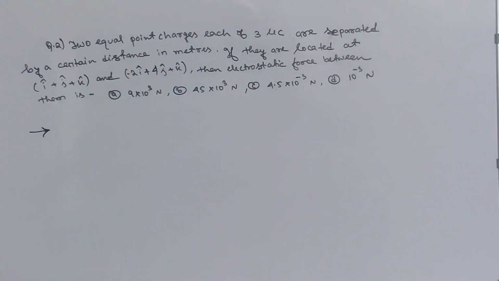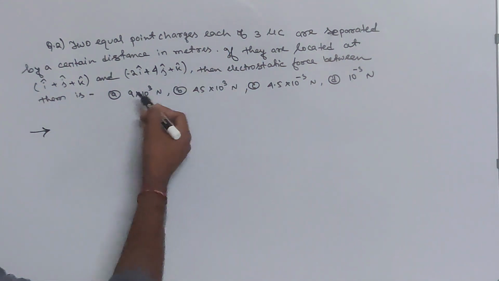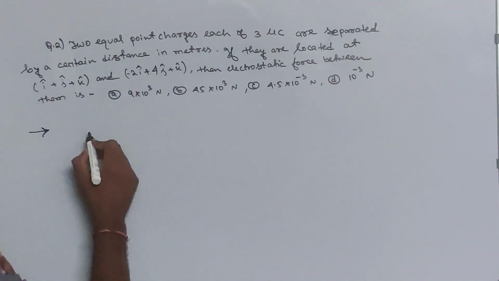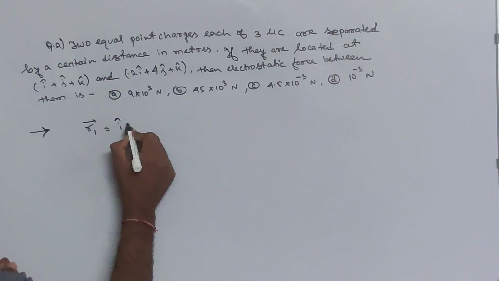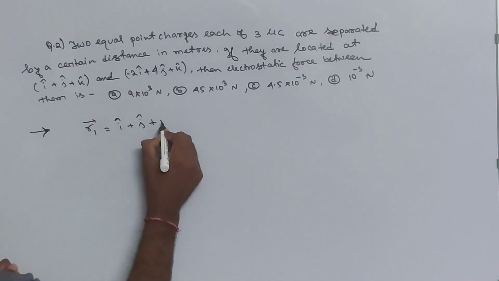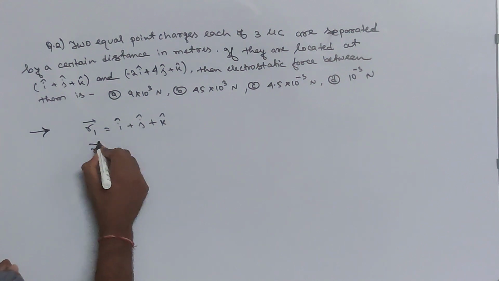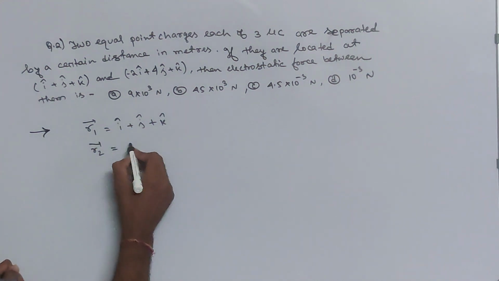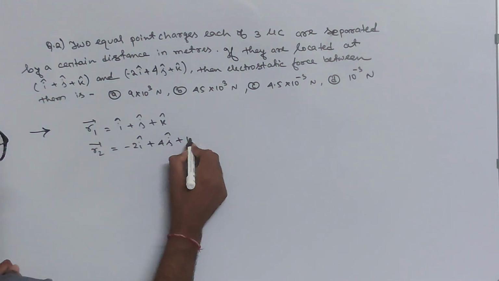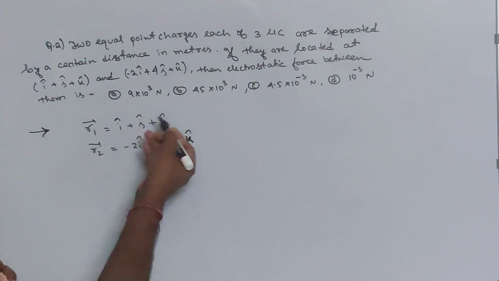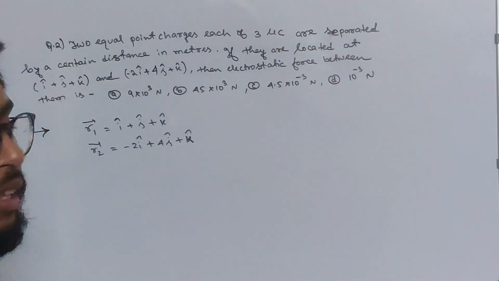Two point charges, each of 3 microcoulomb, are separated by a certain distance, and you are given their locations. Let's say for the first charge, the location is R1, and R1 is i plus j plus k. And for the second one, let's say this location is R2, so it will be minus 2i plus 4j plus k. So of course you can find the displacement between these two charges.